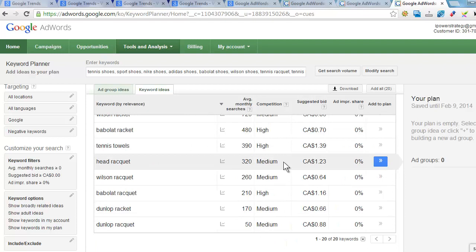Finally, do people type in more head racket or Wilson racket? Well, it turns out that it is head racket, but for Wilson racket, we don't have to pay as much for the click. So my choice would probably be to advertise Wilson rackets. And so on and so on.